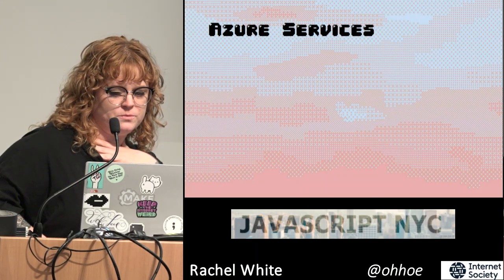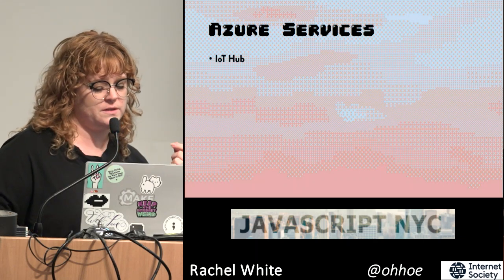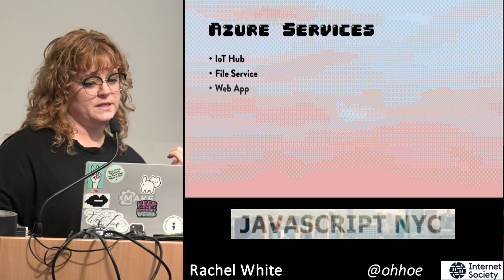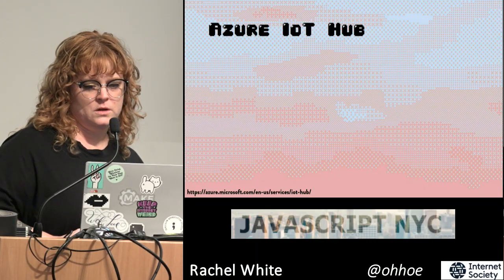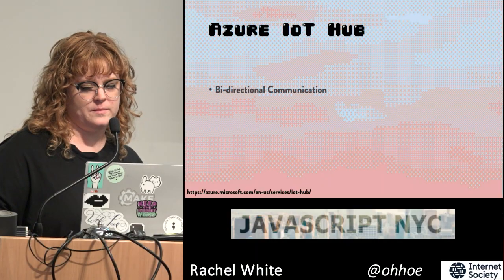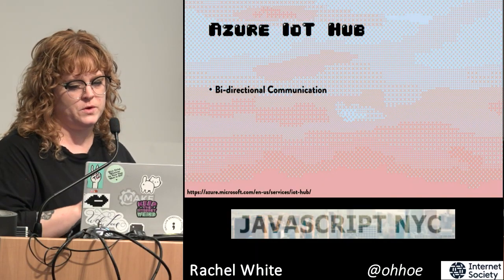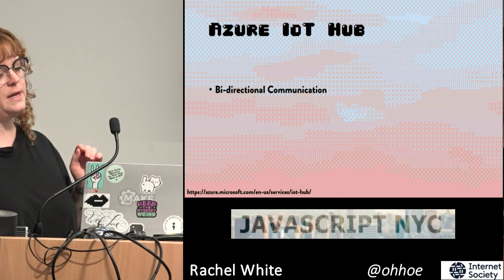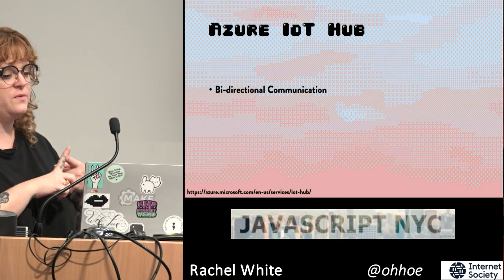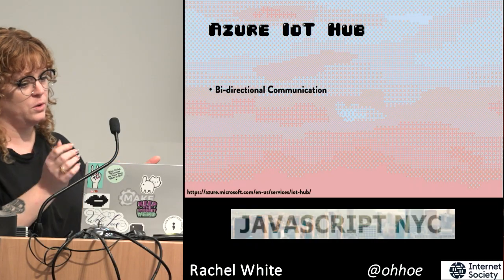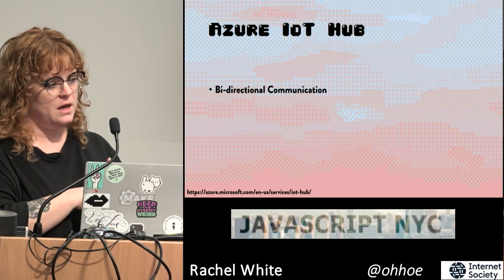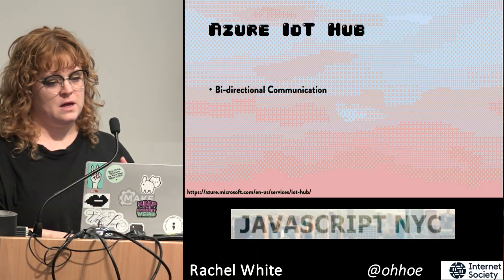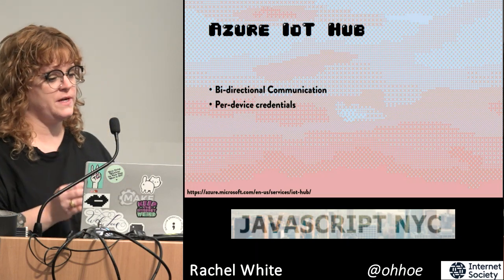Another huge part of the project is reliant on some Azure services that I mentioned before. We're going to be using IoT Hub, File Service, and Web Apps. So the IoT Hub is really cool because it allows for communication between the web app and the Raspberry Pi. When an image is selected from the web gallery, it pings the IoT Hub, which notifies the Raspberry Pi that there's an image ready to pull down from the storage and display. And the IoT Hub allows you to have bi-directional communication between devices. But the best part about it is that there's per device credentials.